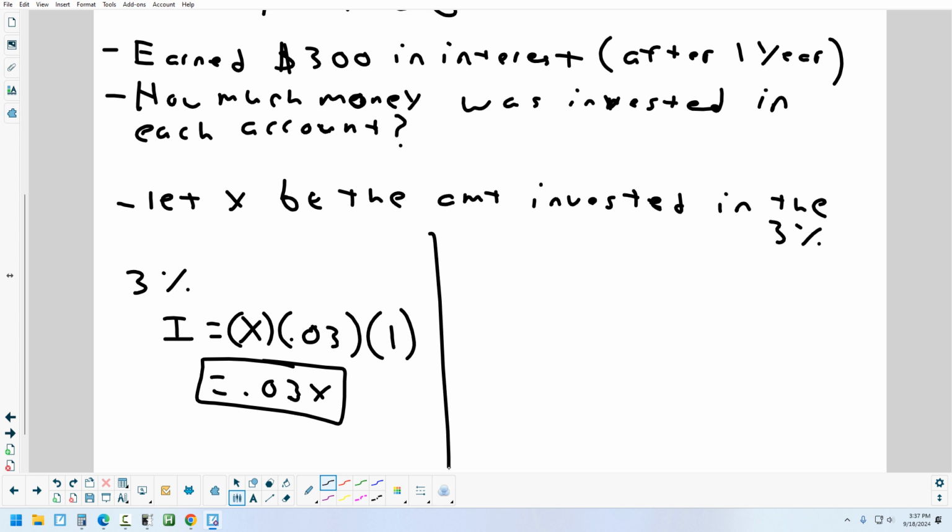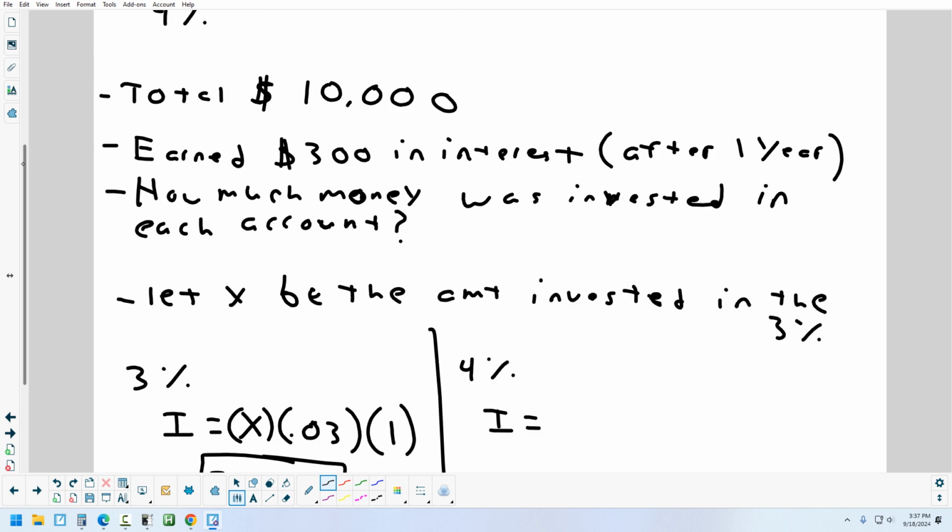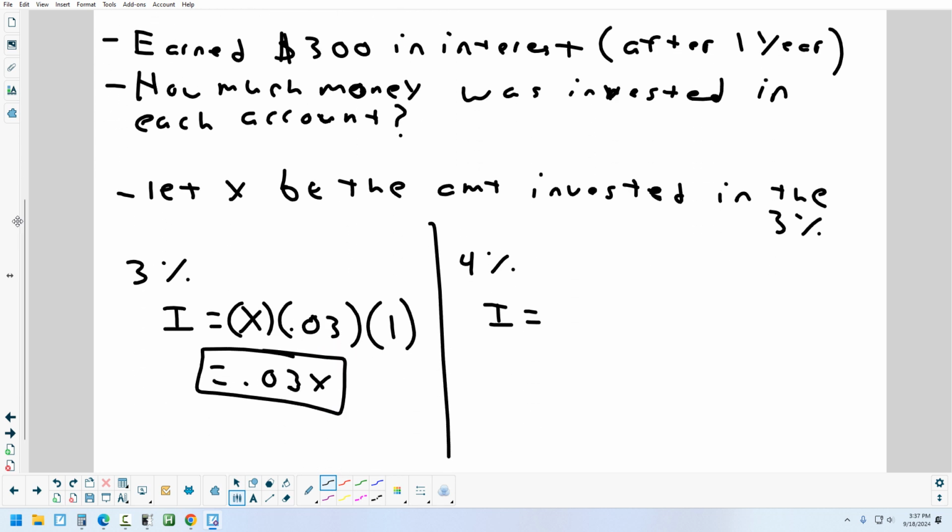What's the percentage of the other account? 4%. Okay, let's figure out the interest here. We had a total of $10,000 to invest, but we already invested X dollars at the 3% rate. So how much money do we have left for the 4% account?